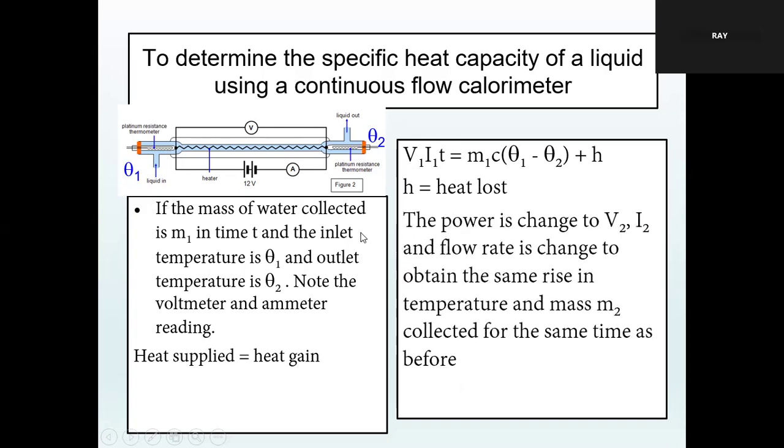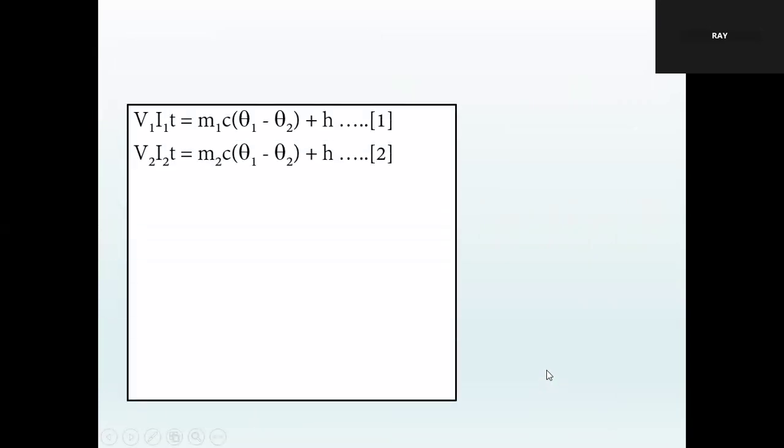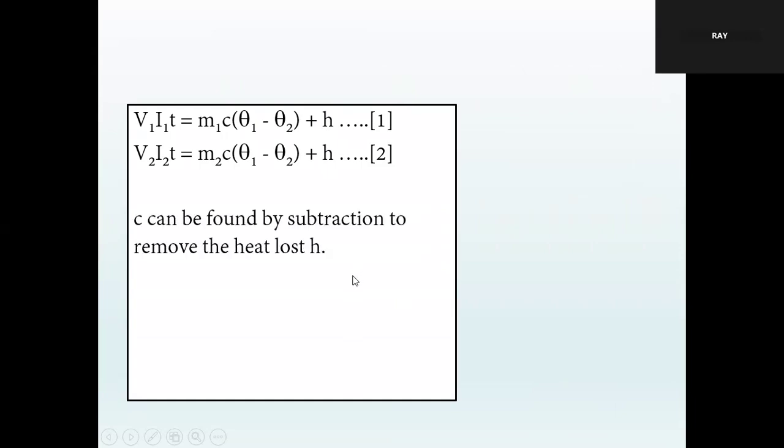Then you can change to V2 and I2, and the flow rate is changed to obtain the same temperature again. Adjust it until you obtain the same temperature again, theta 1 and theta 2. Then you have 2 equations. Equation 2. Same temperature, same amount of heat will be lost. C can be found by subtraction. Subtract the 2 equations.